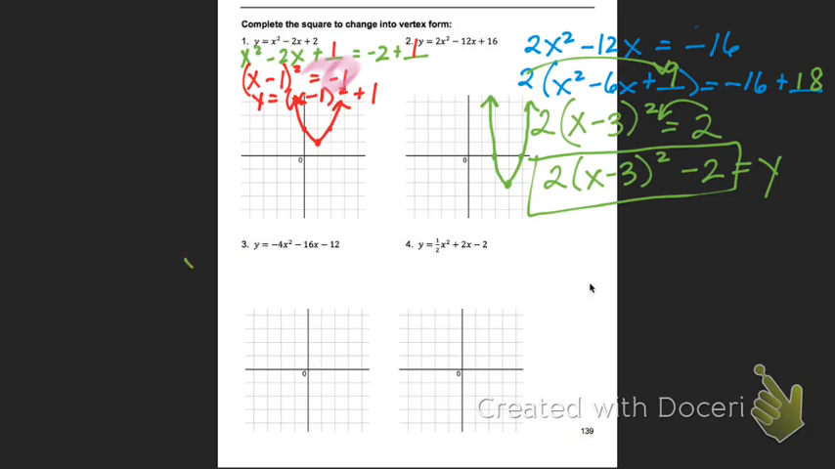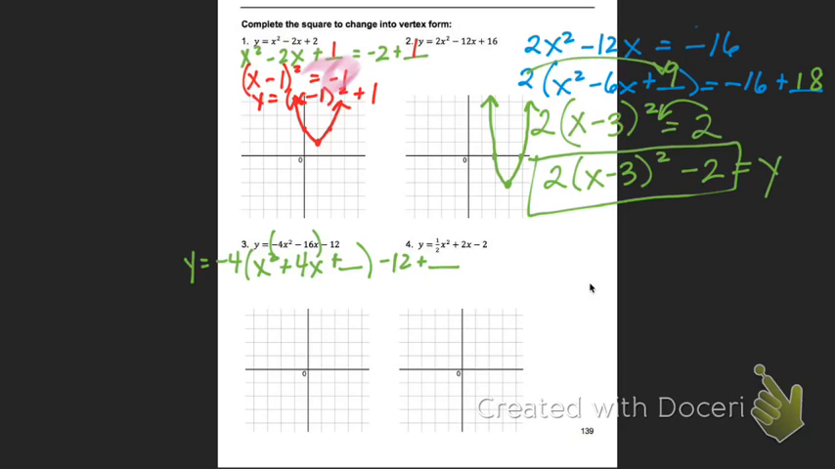So I'm going to say y equals negative 4. I'm going to pull the negative 4 out of just these first 2 terms. So negative 4 (x squared plus 4x plus blank) minus 12 plus blank. I'm just keeping it all on one side. It's y equals, so I didn't move it over. I kept it there. Sometimes people prefer this.